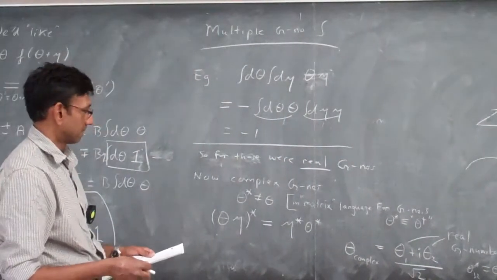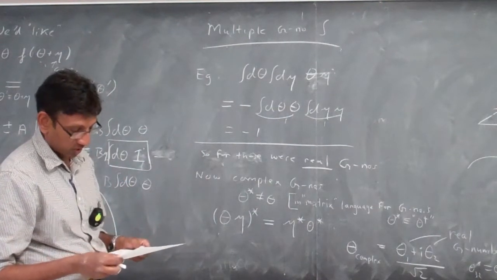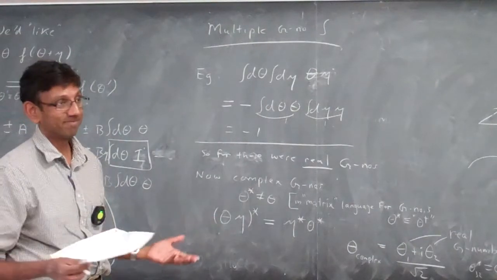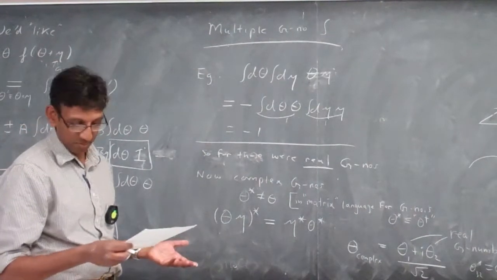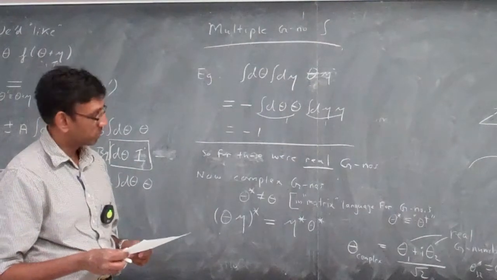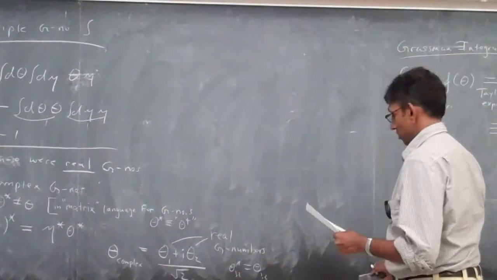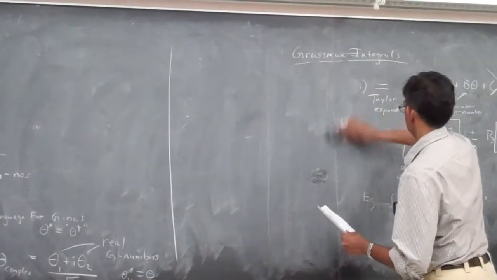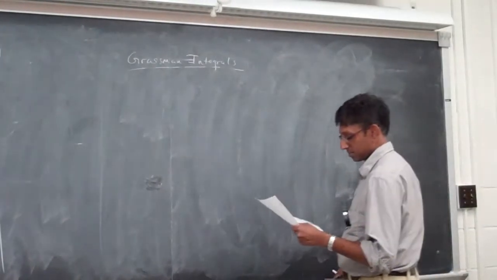Okay? So this is the move to complex Grassmann numbers, which are much more useful just because all of our Fermi fields are complex. The Dirac equation has got lots of complex numbers in it. The Dirac matrices have complex numbers. So then let's just do the analog of these integrals with these complex ones.